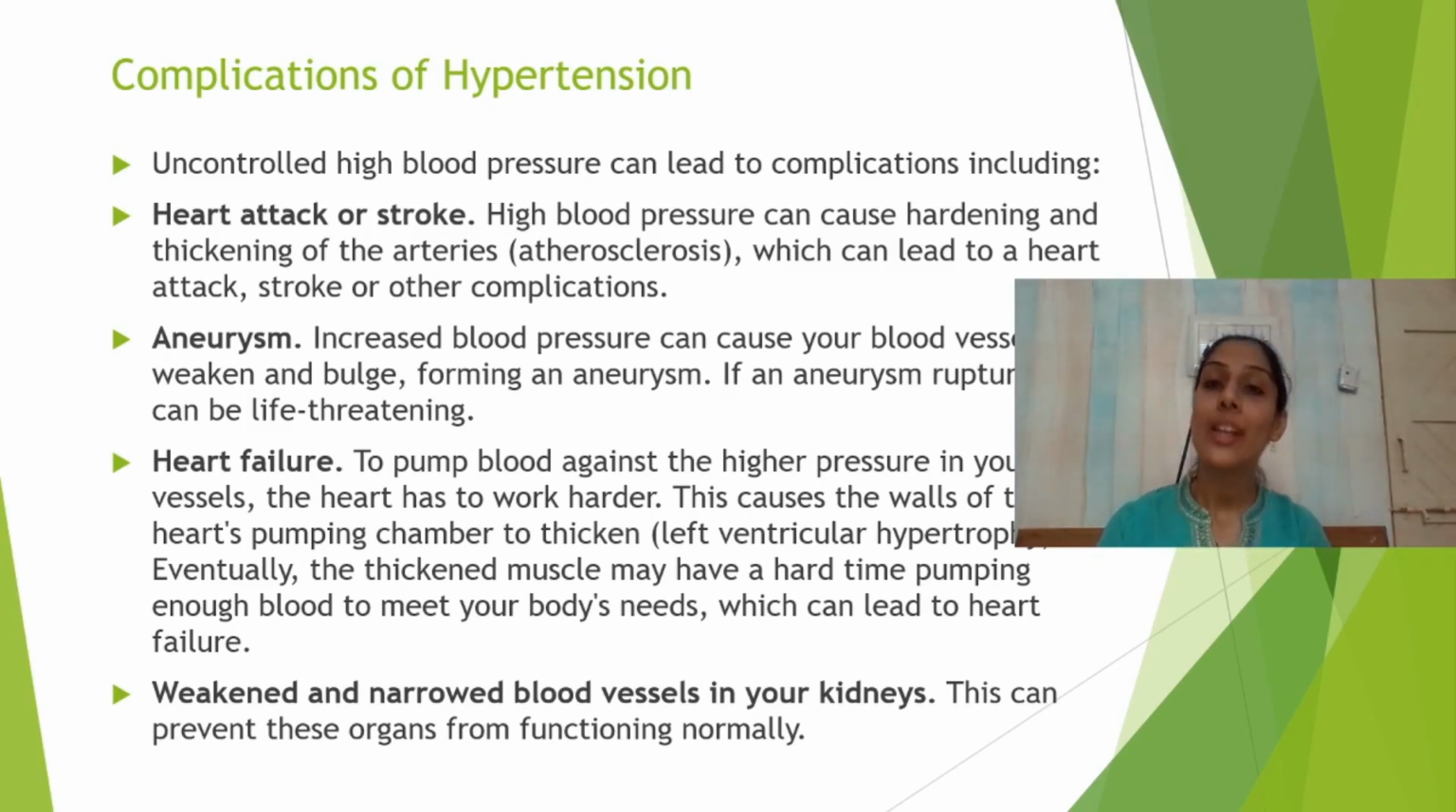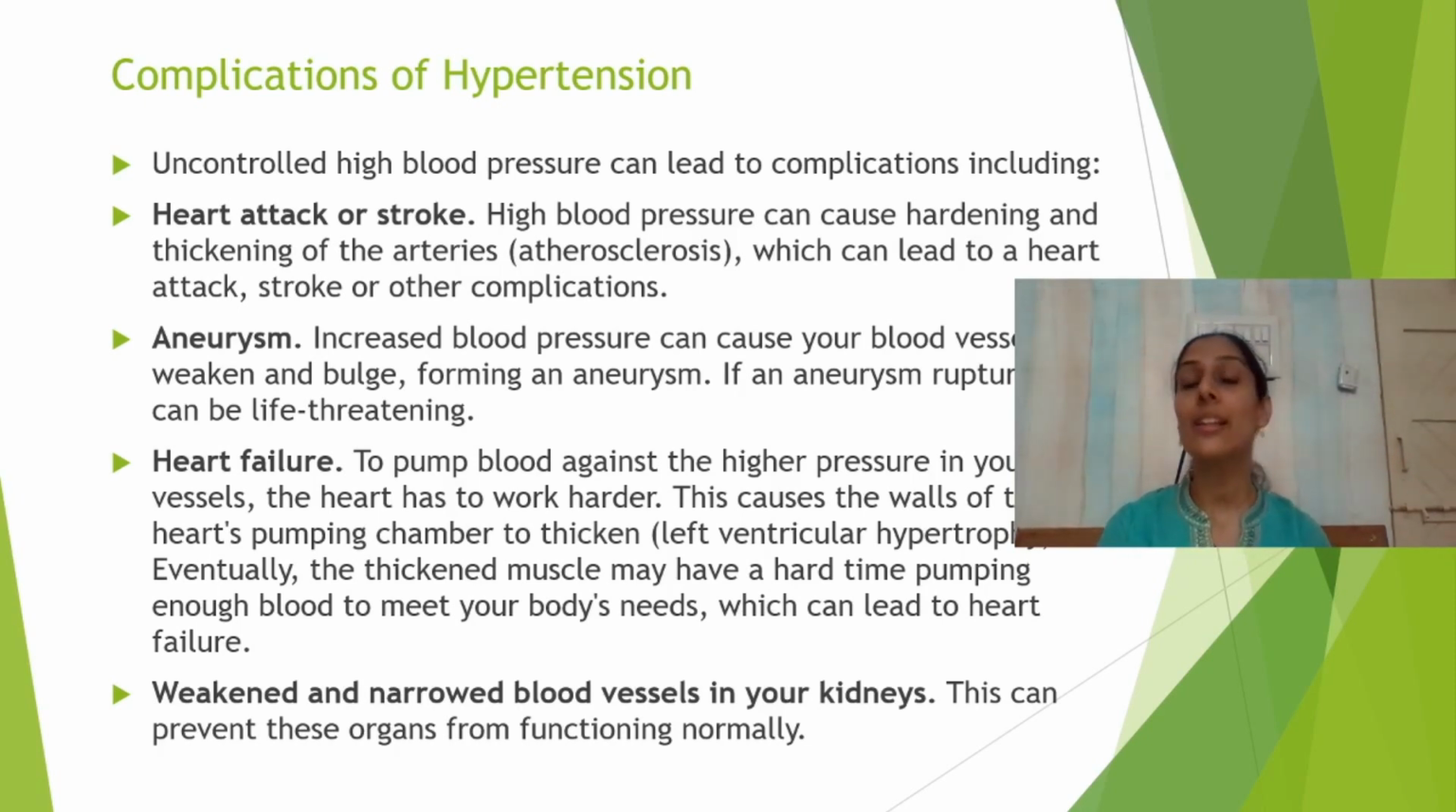Because of thickening and hardening of arteries, the blood is not easily supplied to the brain, and this can lead to stroke. This can also lead to dementia, which is present in the next slide. So this is a complication of hypertension. Then next is aneurysm. Increased blood pressure can also cause your blood vessels to weaken and bulge, forming an aneurysm. If an aneurysm ruptures, it can be life-threatening.